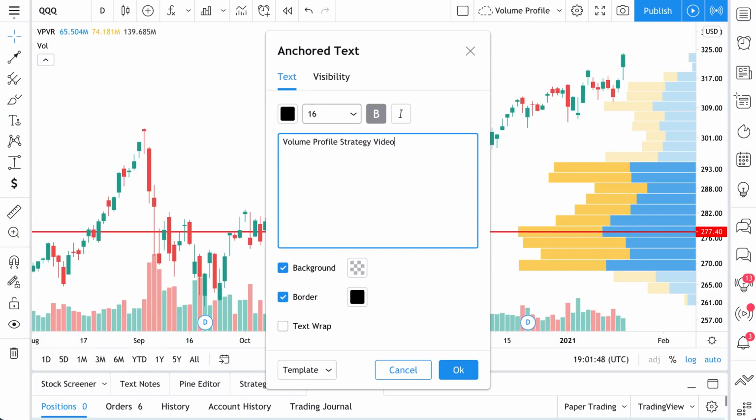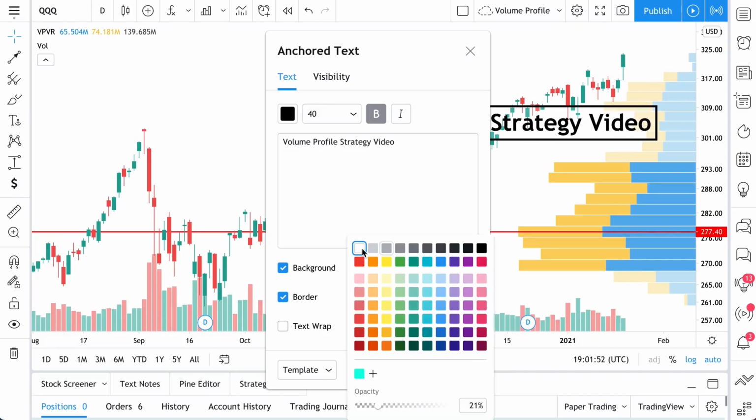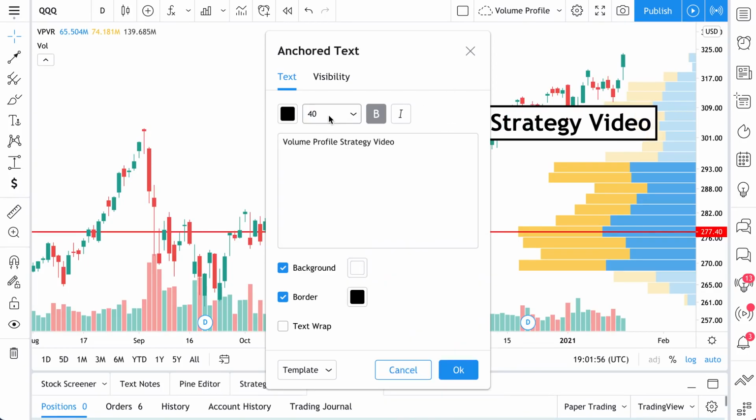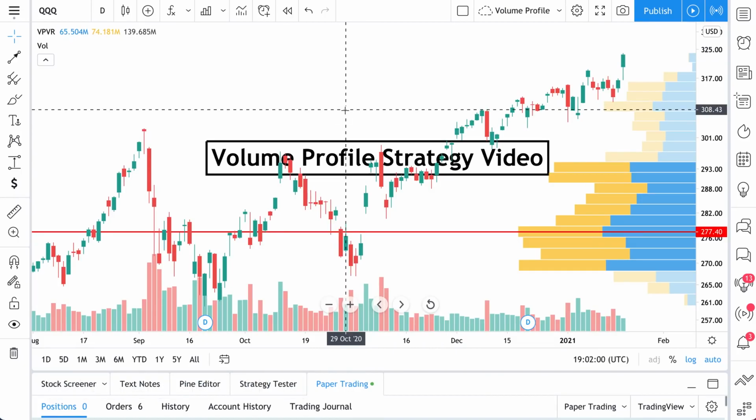And actually what we'll do to end this video is we'll write volume profile strategy video. We'll make this 40 to really get it across. Let's really enhance our background. And now we'll end the video with volume profile strategy video.